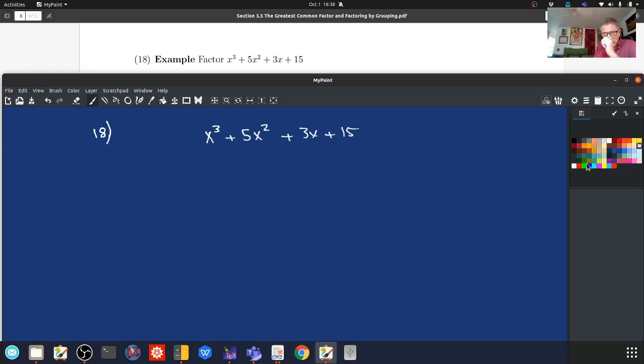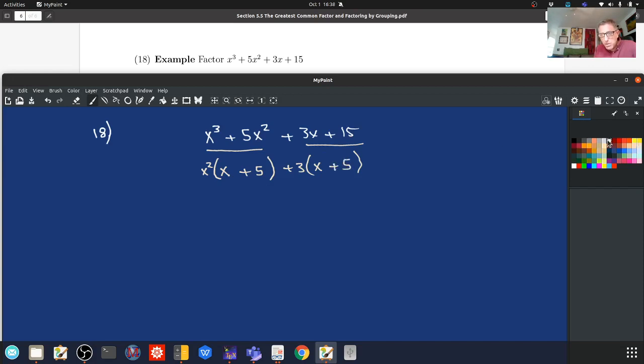So we start out with grouping. We have to do groups of 2. So the greatest common factor of x cubed and 5x squared is x squared. So that's my greatest common factor in the first grouping. x cubed divided by x squared leaves me an x. 5x squared divided by x squared leaves me a 5. Over here, the greatest common factor of 3x and 15 is just 3, because there is no x term down there, and it's plus 3. 3x divided by 3 leaves me an x. 15 divided by 3 leaves me a 5.